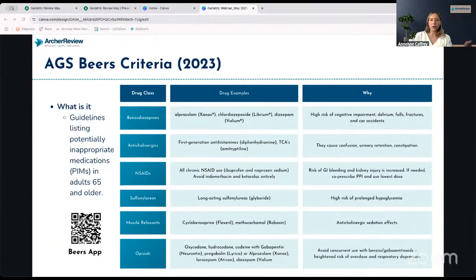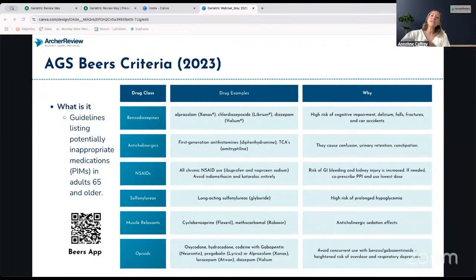I have a whole folder on my phone. I call it my medical folder, my work folder, and it has my UpToDate subscription, my Hippocrates subscription, my Beers criteria app, my United States Preventive Services Task Force app, all the things that I really like. So feel free to email me at any point if you're like, oh, Annie, I want to know what apps you use. I'm happy to go through those.